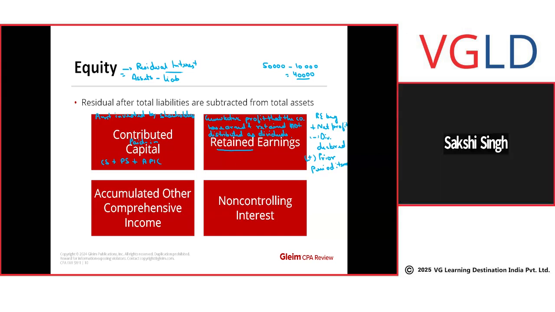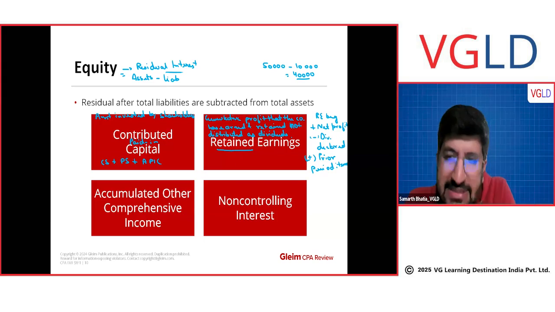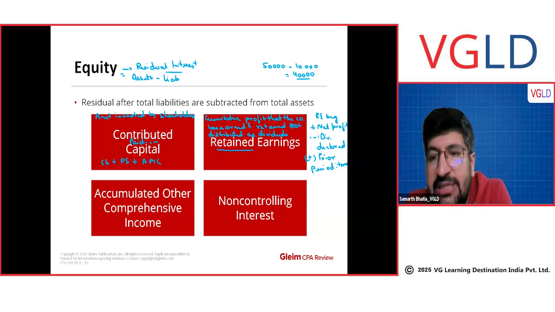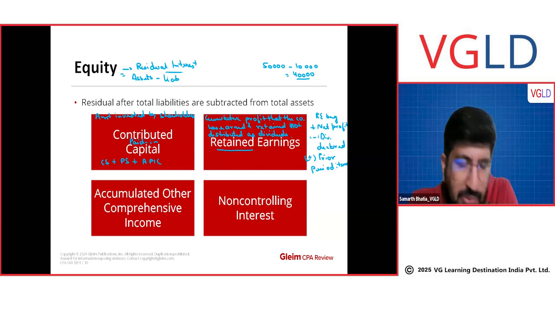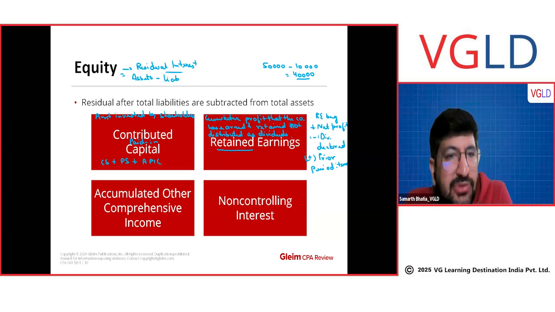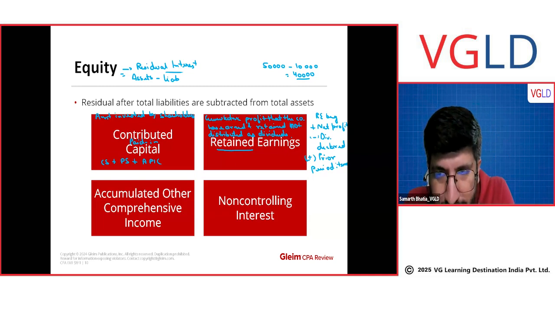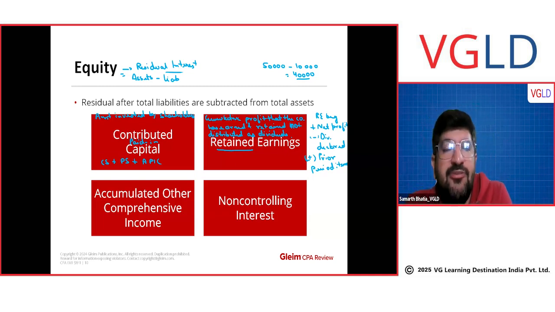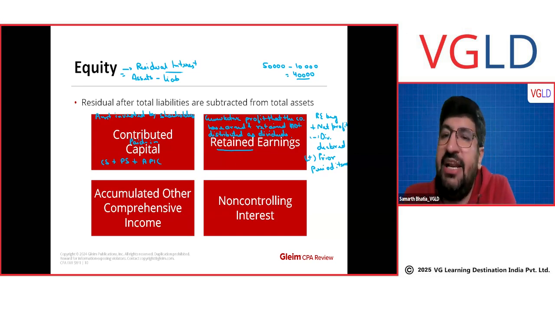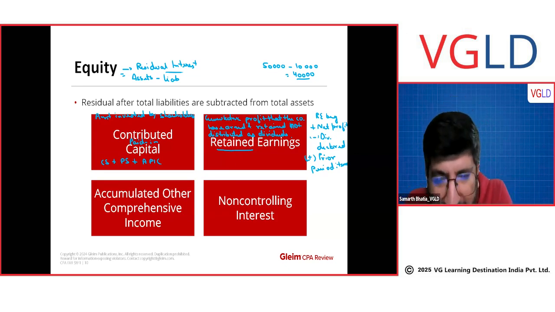Okay. Next is the accumulated OCI, accumulated other comprehensive income. Whatever is the other comprehensive income every year will be added to the accumulated other comprehensive income. This is an item which is not part of the income statement, so it is not directly part of retained earnings either. It will be directly reflected on the face of the balance sheet, in the equity side, directly on the face, as accumulated OCI.